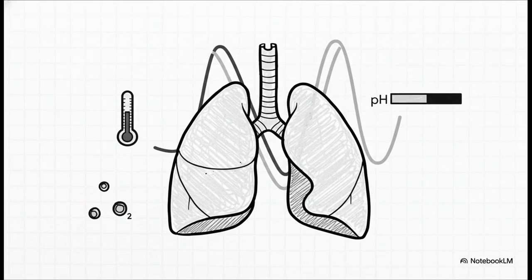And on the flip side, a left shift, that tighter grip, is caused by the exact opposites. Lower CO2, less acid, lower temperatures. And where in the body do you find that environment? You guessed it, the lungs. This is just perfect, because in the lungs, the goal isn't to drop oxygen off. The goal is to grab it and hold on tight for the journey through the body.